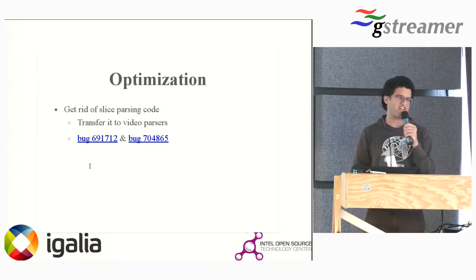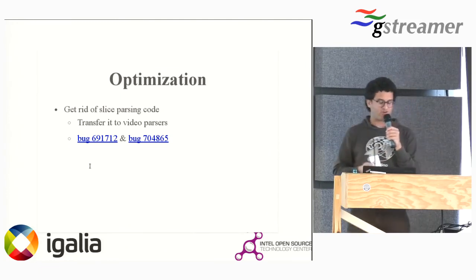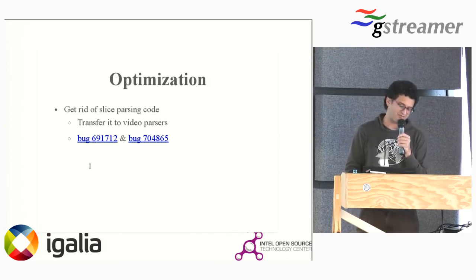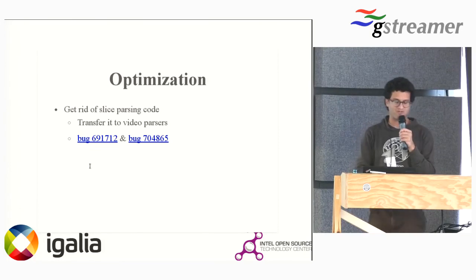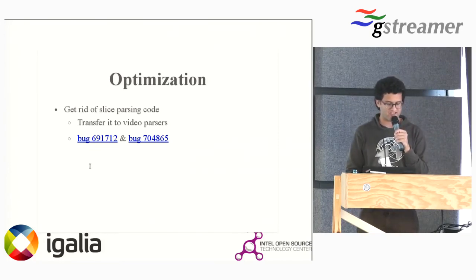But sometimes we need more deeper, more finer control in the parsing. So perhaps we have to see if it's possible to get rid of the slice parsing code in the GStreamer API.